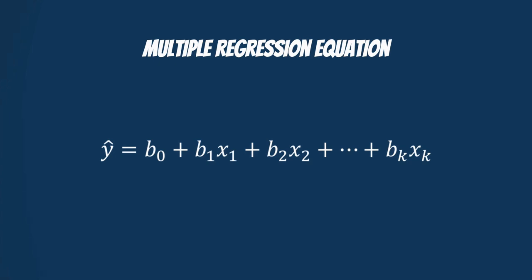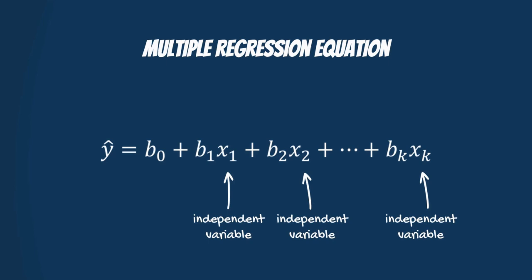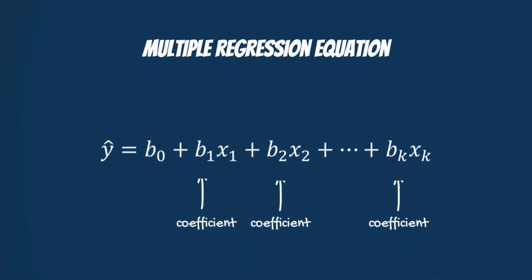Once again, y hat is the inferred value and b0 is the intercept. The independent variables range from x1 to xk. b1 to bk are their corresponding coefficients.